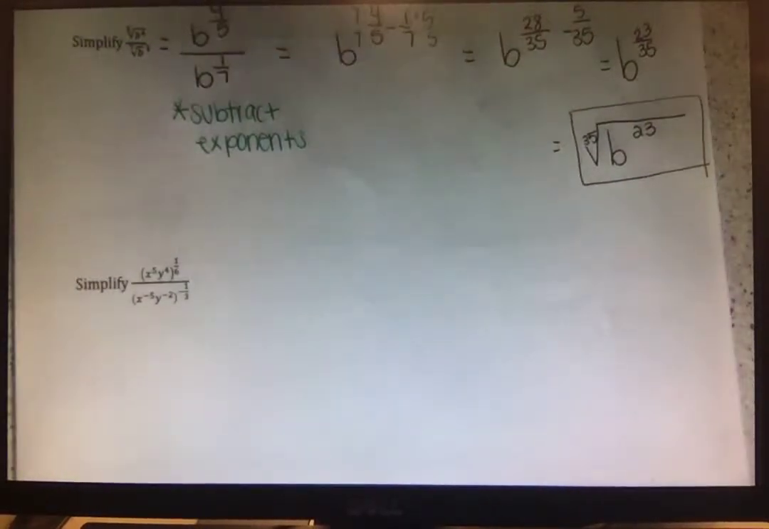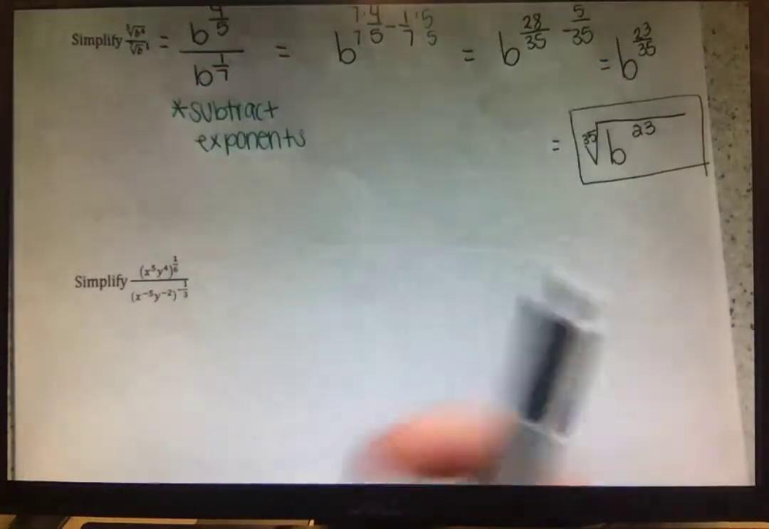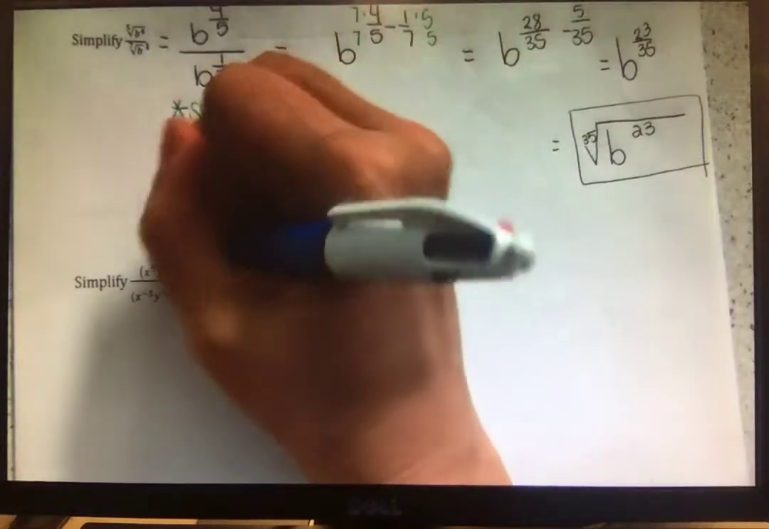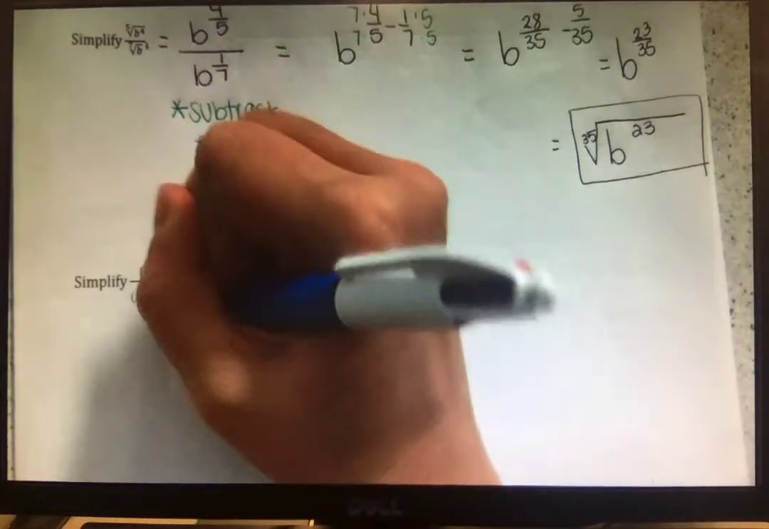To simplify, x to the fifth, y to the fourth, to the 1/6 power, over x to the -5, y to the -2, to the -1/3 power. So exactly like that last problem, it's the first problem we just did. We are going to start by distributing our exponents.